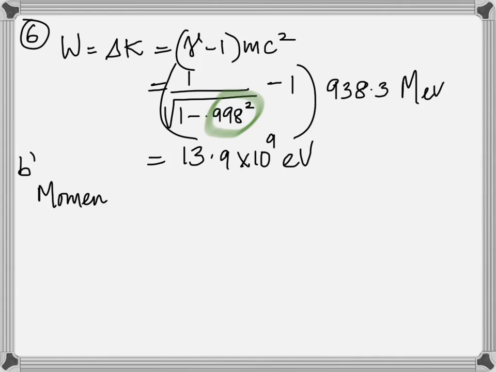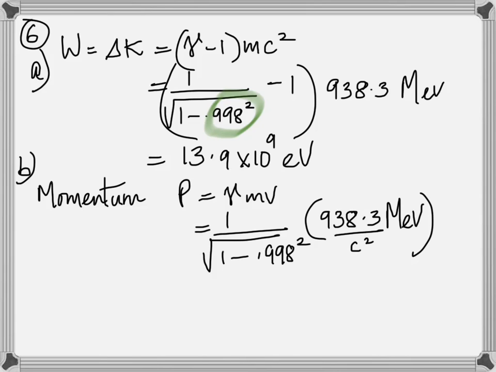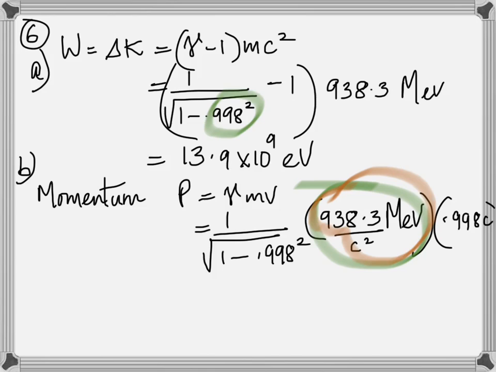Now the second part, momentum. Momentum here is gamma times mv. It is not just mass times velocity. So the factor gamma again comes in there. Another thing is, the mass is written as its energy by c squared, and that's because E is equal to mc squared. So it's written as 938.3 by c squared, that's the mass, times 0.998 c, which gives you the momentum.